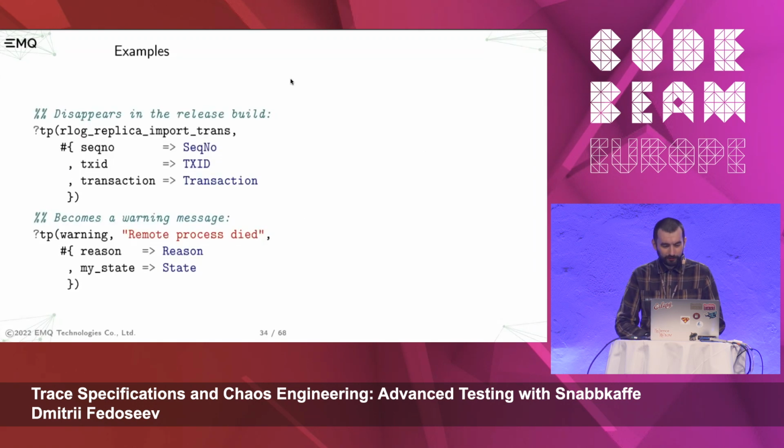Let's take a look at some of the examples. There are two types of trace points. Ones that disappear from the release build, so they don't hurt the performance, and ones that become regular logger messages in the release build. Such trace points have severity as an argument. Each event has a kind identifying it and additional data expressed as a map.